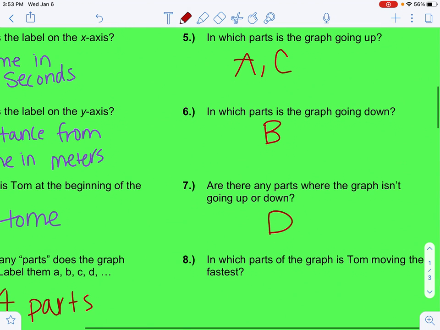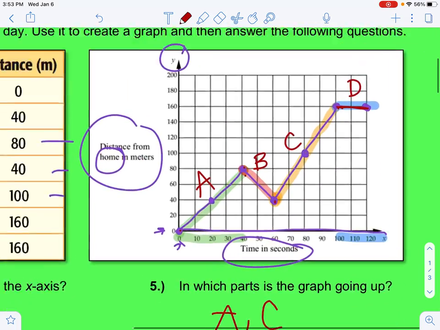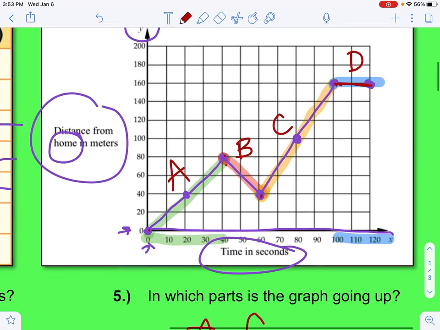All right, and now our last question. In which part of the graph is Tom moving the fastest? So when we look at this, we obviously know he's not moving the fastest at point D because he's not moving at all. So we can ignore that part of our graph. Now we need to look at parts A, B, and C and figure out when our line is the steepest. Okay? So let's look at this a little closer.